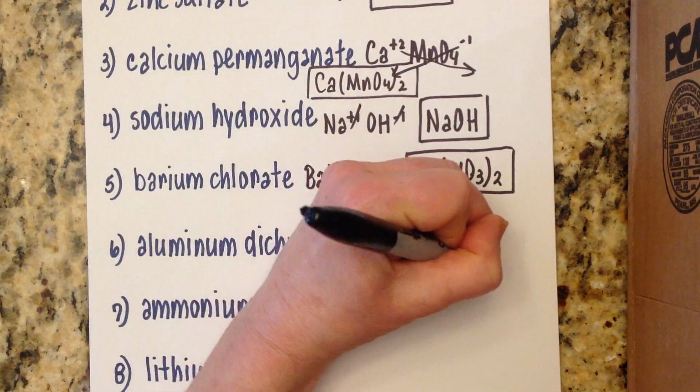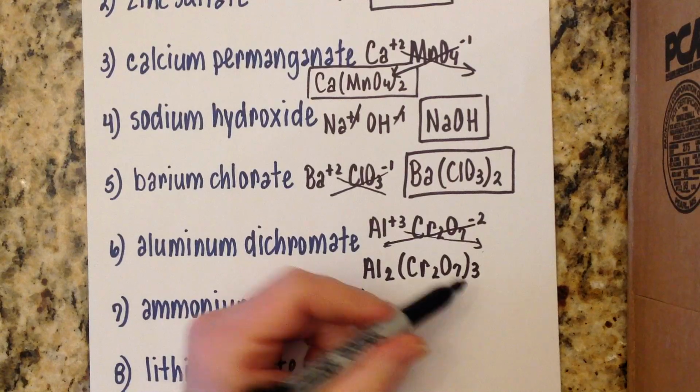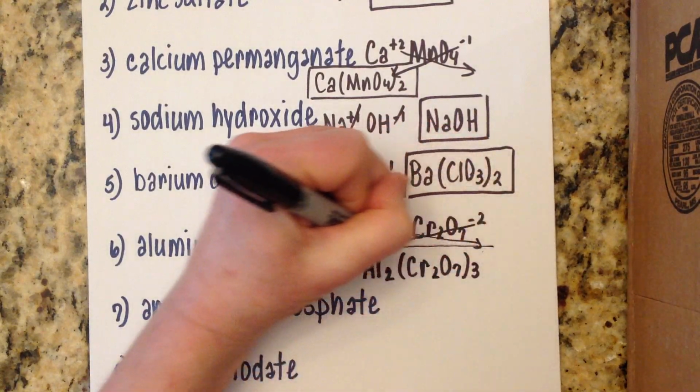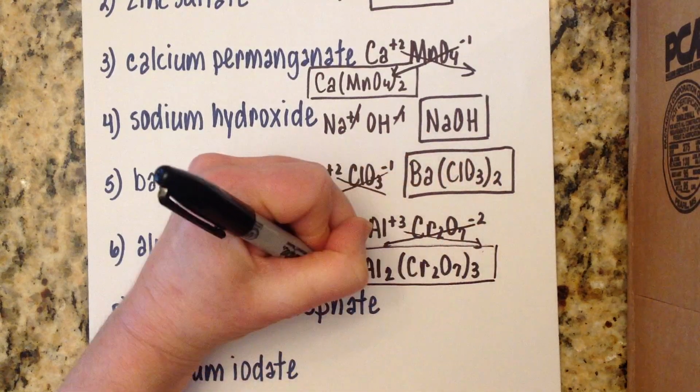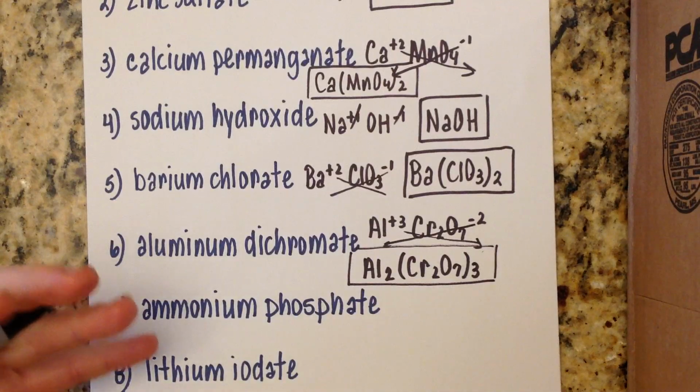Cr2O7. 3 goes on the outside because it would have looked really odd to have O73. And I think everybody would have picked up on that really quickly. There's your answer. Now, if before this lesson you would have seen this, you would probably not have had a clue what it was as far as naming it, especially if you didn't know your polyatomic ions.